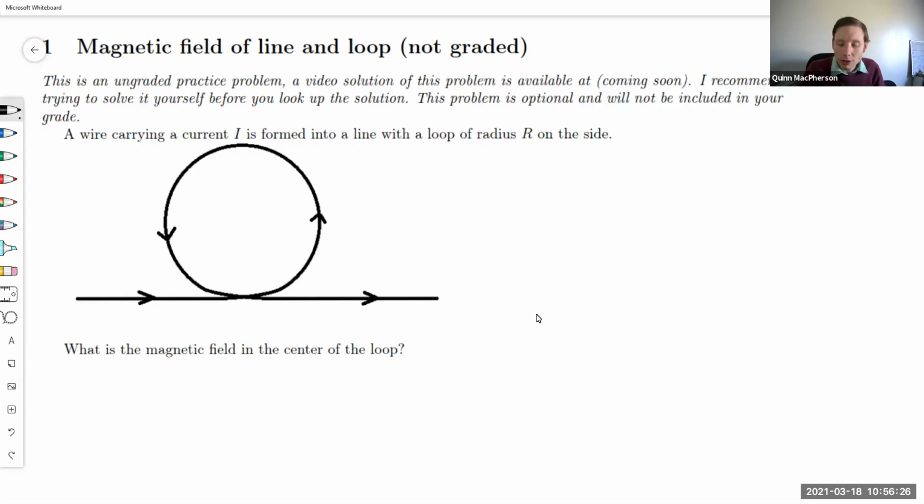Hello. In this video, I'm going to solve this problem involving a wire which has been formed into a straight line plus a loop. I will assume that the wire is much longer than the loop. We're interested in finding the magnetic field at the center of the loop.